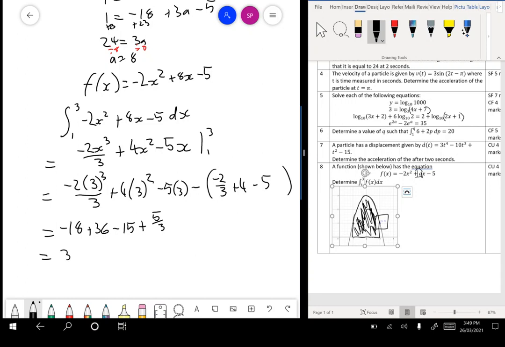So we end up with 3 plus 5/3. 3 in thirds is 9. 9 plus 5 is 14. 14 over 3 units squared. Bish bash bosh, we're done.